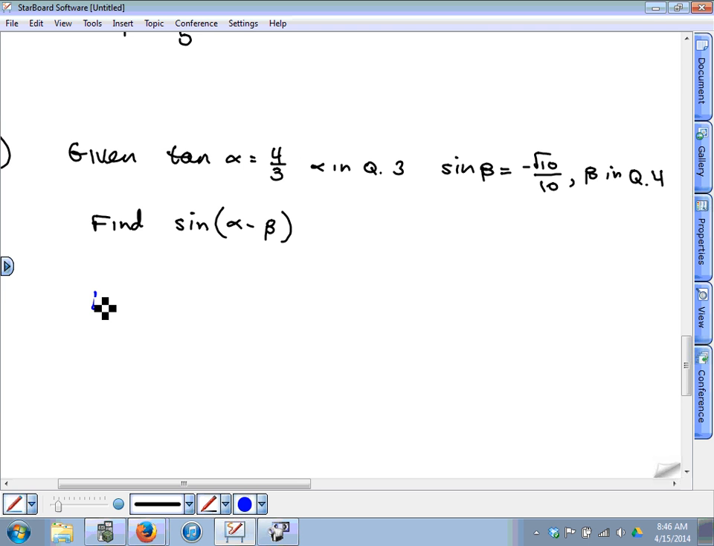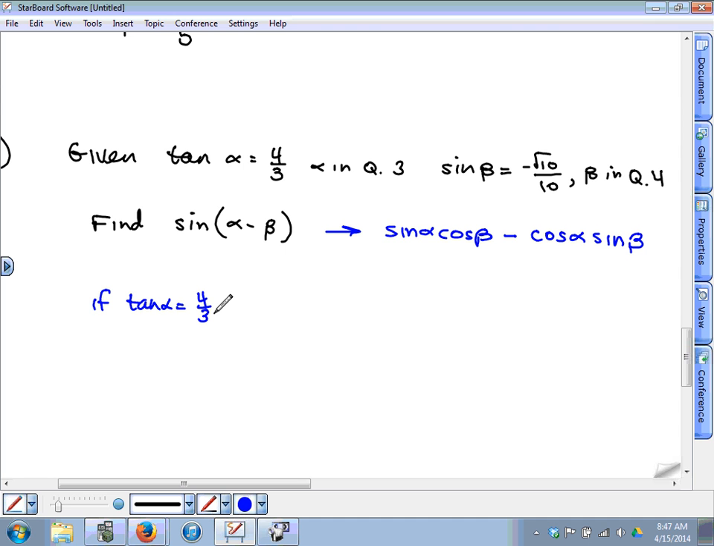Well, let's start with the alpha angle. The tangent of alpha is equal to 4/3. Let's first figure out what we need to find. Actually, before we do this, let's expand this using the correct identity. Sine alpha minus beta is equal to sine alpha cosine beta minus cosine alpha sine beta.